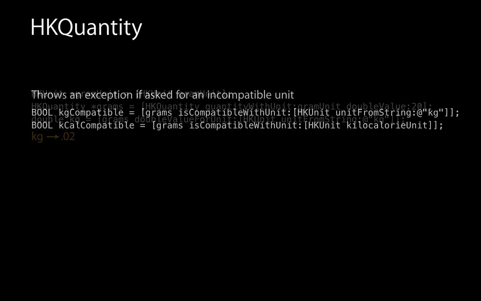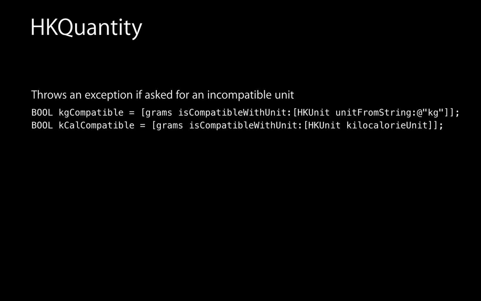Unfortunately, not all units play nicely together. If you ask a quantity for its value in a unit it's not compatible with, we're going to throw an exception. You can always guard yourself in code by asking a quantity if it's compatible with a particular unit. It will return a bool.